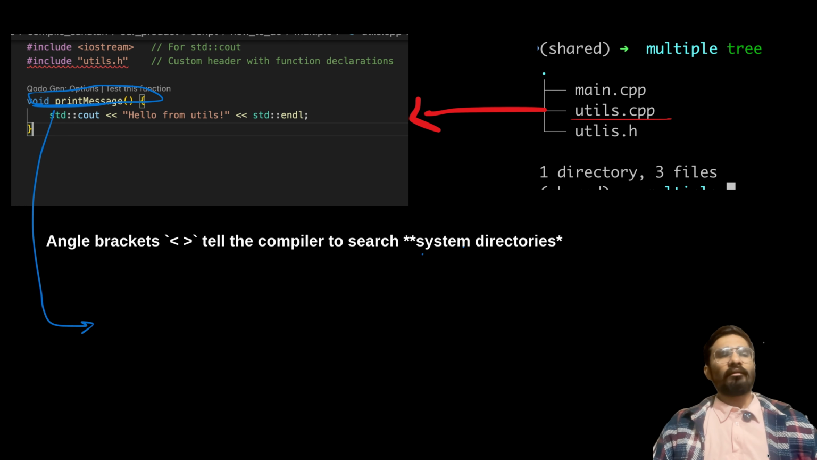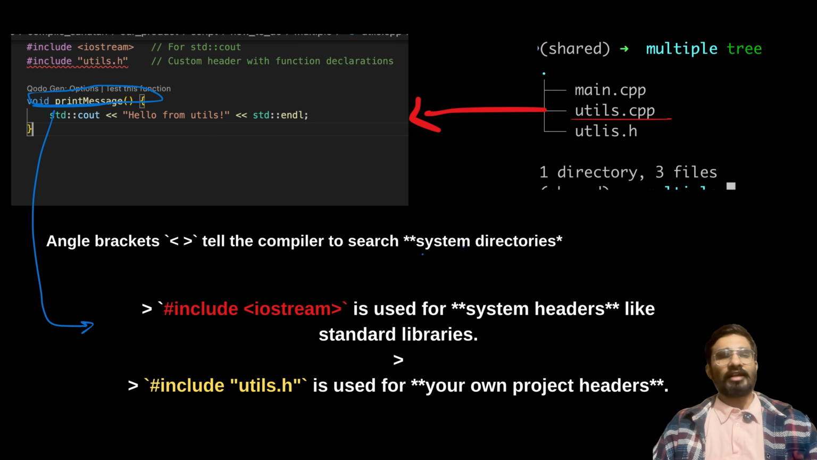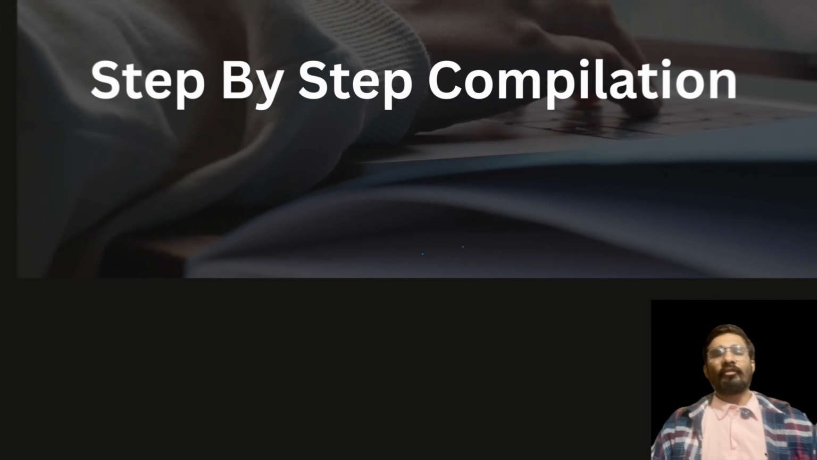So what we have concluded from here is, if we are using #include with angle brackets, then our compiler will look in the system headers, like the standard library. If we are using double quotes, it uses your own project headers, or where you define the path, your custom header. Now, step by step, let's see how we can do the compilation.